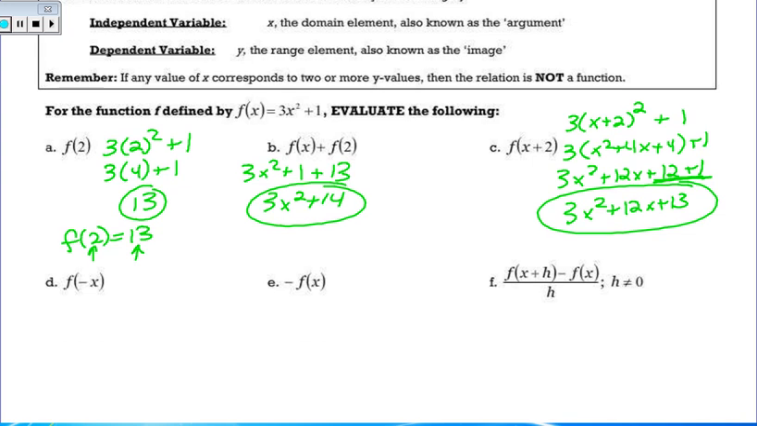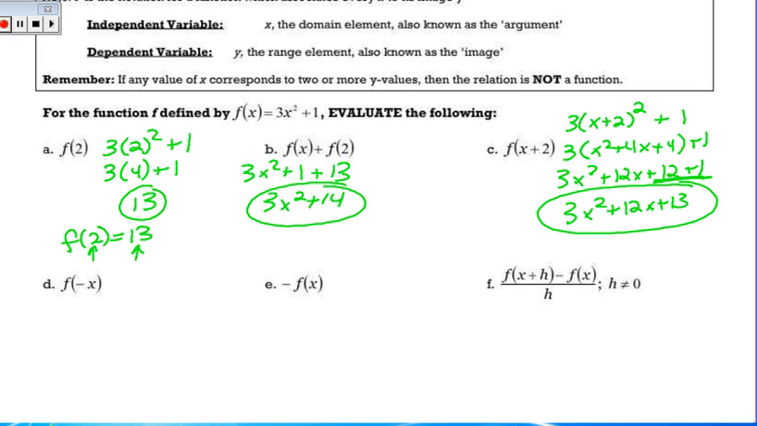Let's look at these last few here. I want to know what is f of negative x. So again, wherever I see an x, we're going to replace it with negative x. So we're going to have 3 times (minus x) squared plus 1. And when you square a negative, it becomes positive, so we wind up with the exact same function.